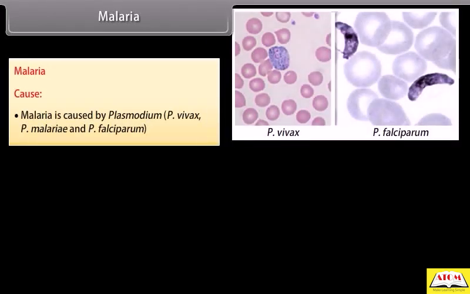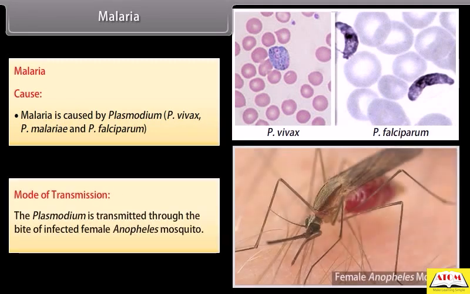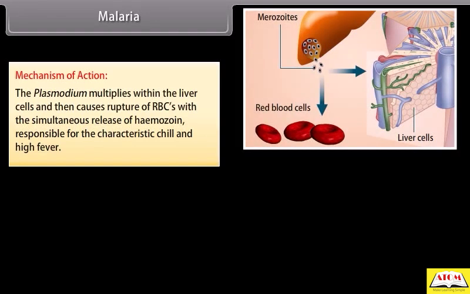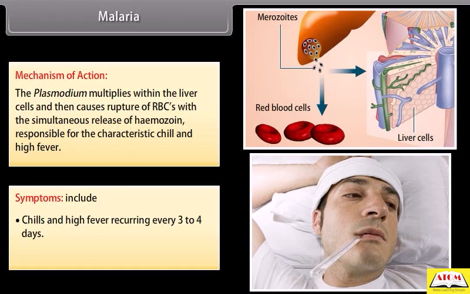Malaria. Cause. Malaria is caused by Plasmodium, P. vivax, P. malariae and P. falciparum. Mode of transmission. The Plasmodium is transmitted through the bite of the infected female Anopheles mosquito. Mechanism of action. The Plasmodium multiplies within the liver cells and then causes rupture of RBCs with the simultaneous release of hemozoin, responsible for the characteristic chill and high fever. Symptoms include chills and high fever recurring every 3 to 4 days. Fatigue.